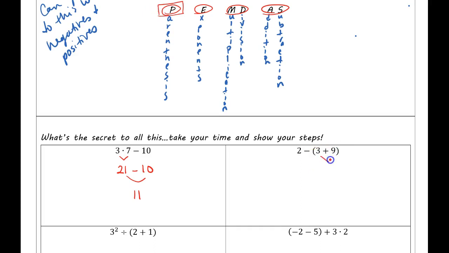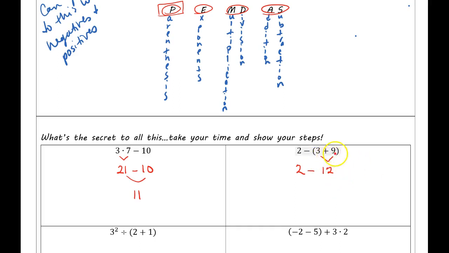So what I would do is work on the math that's inside the parentheses first. So 3 plus 9 is 12. And then I recopy the rest. So I'm just going to bring down my 2, bring down my minus sign. Notice my parentheses are gone. Once you handle the parentheses, like once you actually do the math that's inside of them, you do not need to recopy those parentheses as long as there's nothing else touching it.